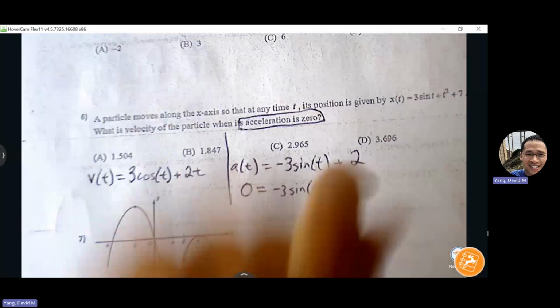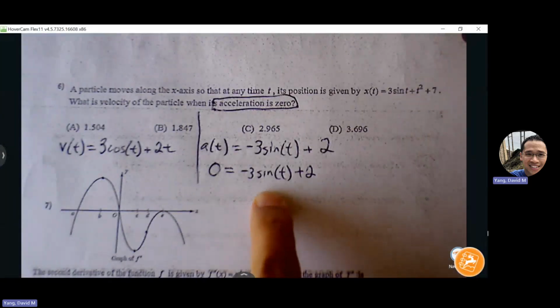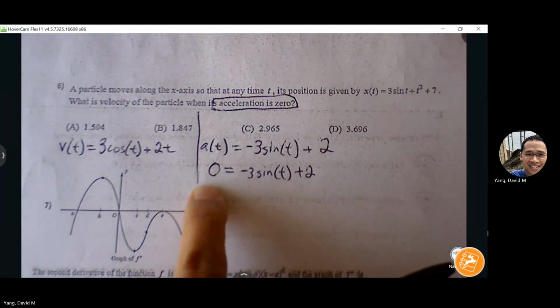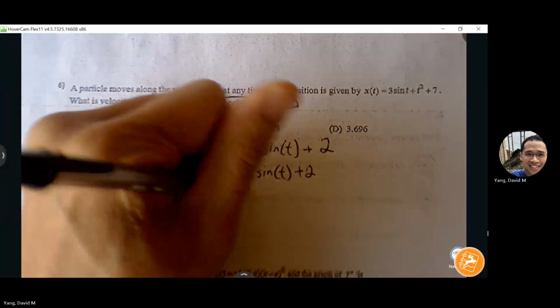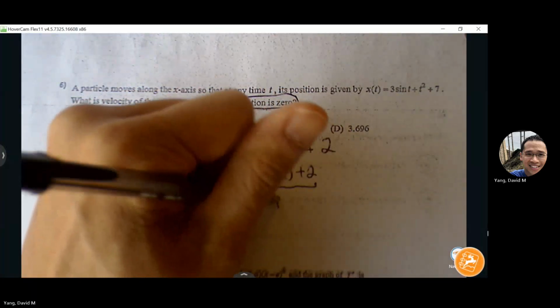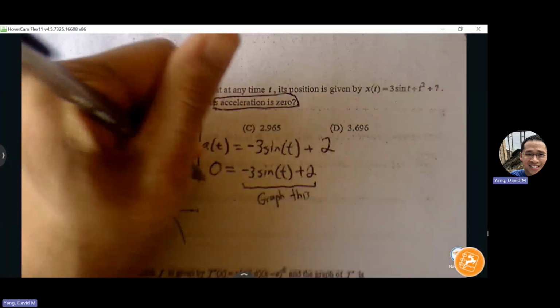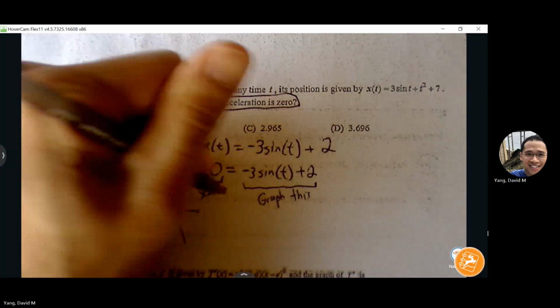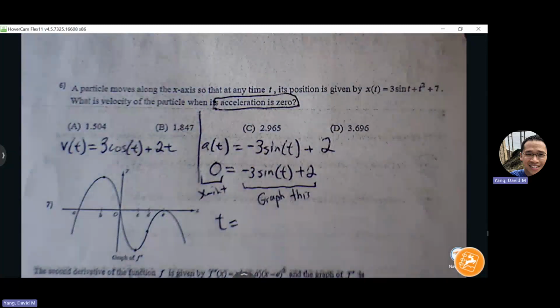Now, this one is hard to solve by hand, so that's why this is a calculator question. We're just going to graph this and look for the what? Yeah, look for the x-intercept, yeah. If we can find the time where the acceleration is zero, then we can use that time to figure out what is the velocity at that moment. So we'll say y is equal to negative 3 sine of x plus 2, zoom 6.